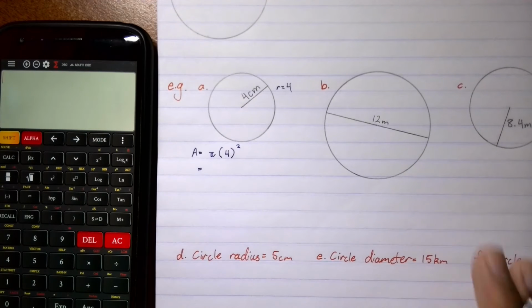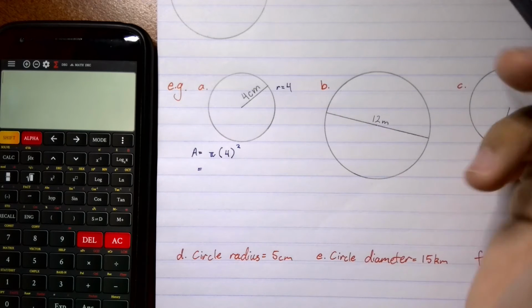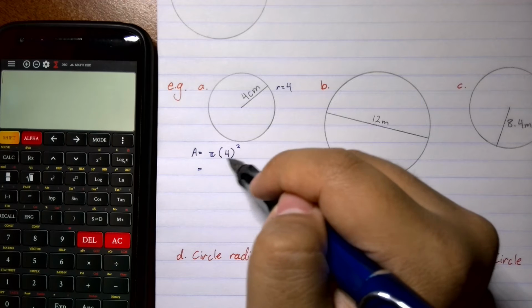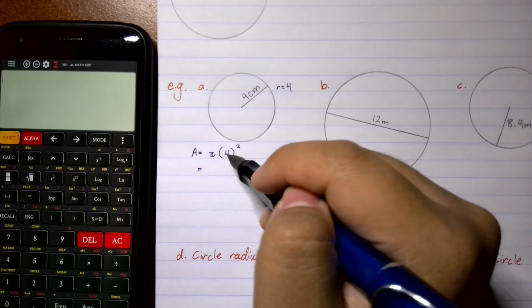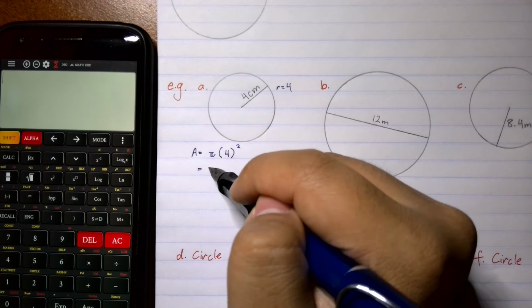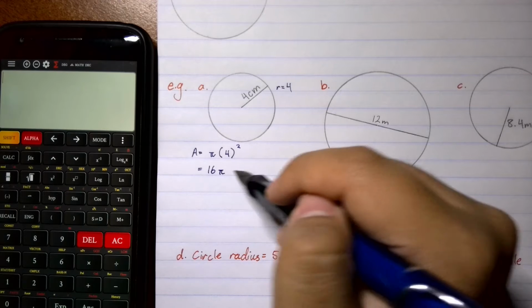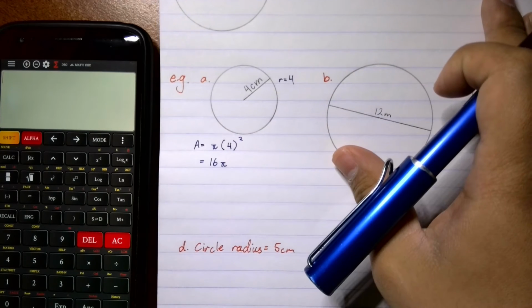Now we can do this very simply in our heads, right? And I'm going to show you something known as exact form. What we can do is evaluate 4 squared first. 4 squared is 4 times 4, which gives us 16. And we just leave it as 16 pi. This is what's known as exact form.